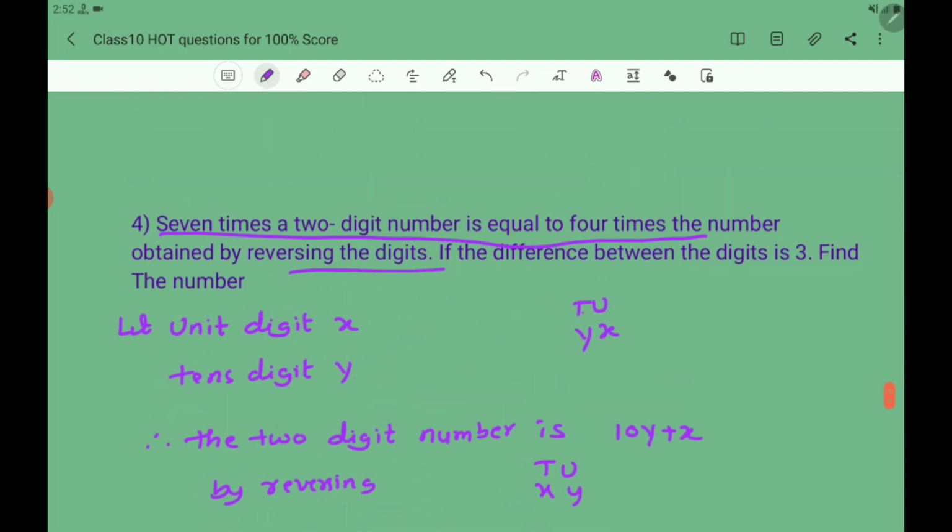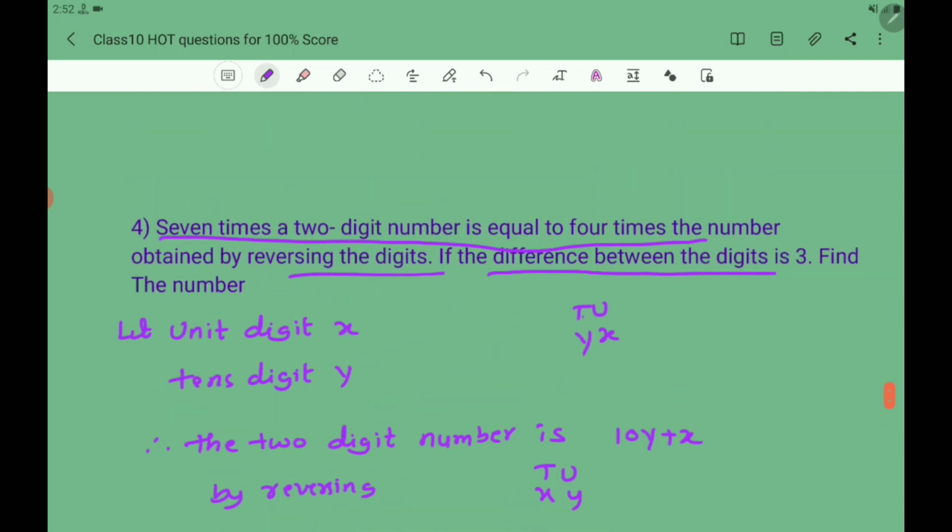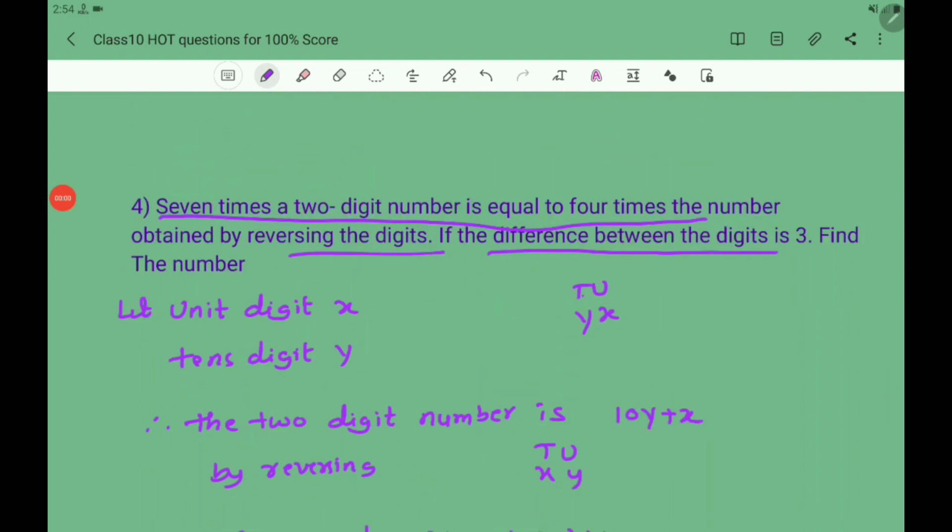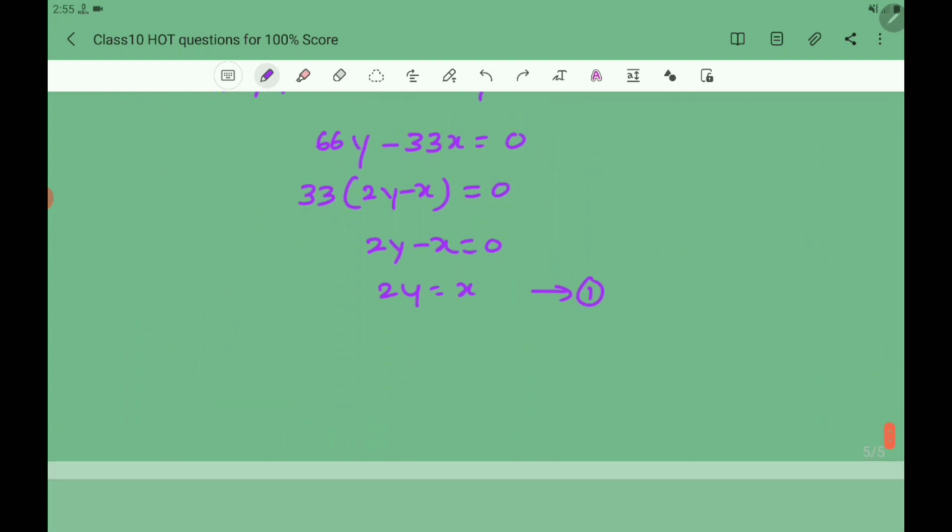Then one more relation is given: the difference between the digits is 3. So let us take x minus y equals 3. Then in the place of x, you can write 2y minus y equals 3. 2y minus y is y, so y equals 3. You got the value of y, that is 3.